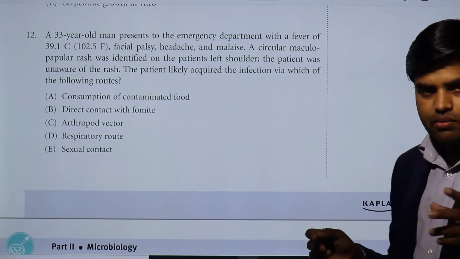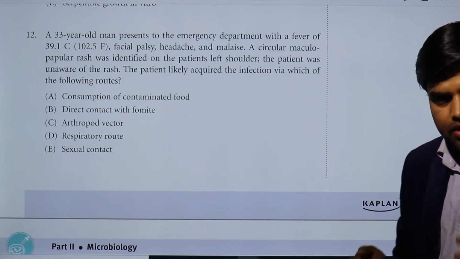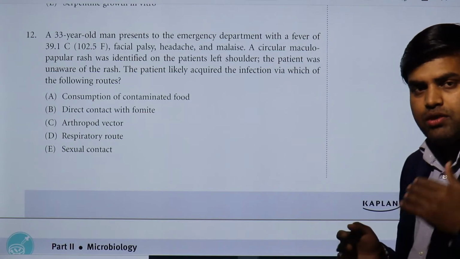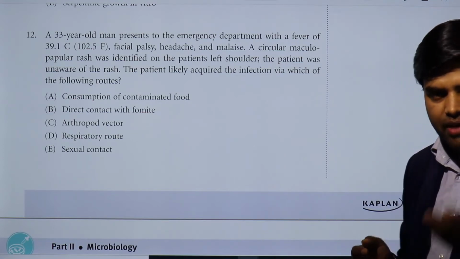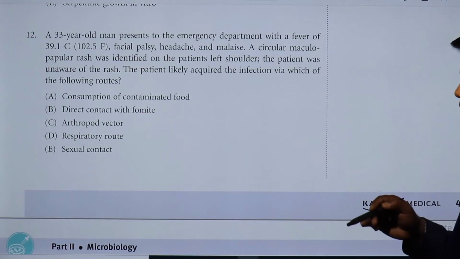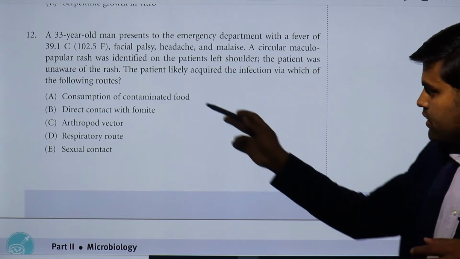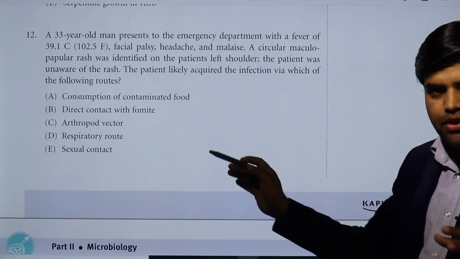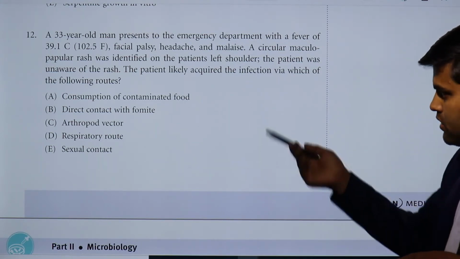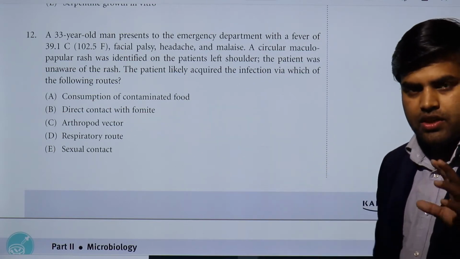So the route of transmission: we know this is the bacterial disease caused by Borrelia burgdorferi, but it was transmitted by a vector. What was the vector? The vector was Ixodes, which is an arthropod. So is there Ixodes written over there? No. So what is Ixodes? Is it the arthropod vector? So the answer is C.